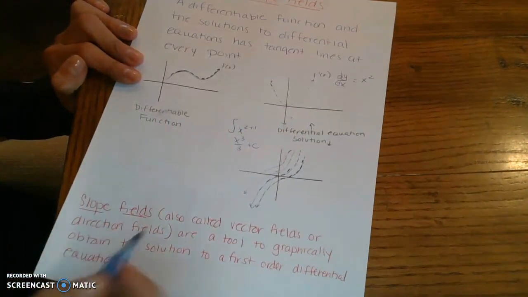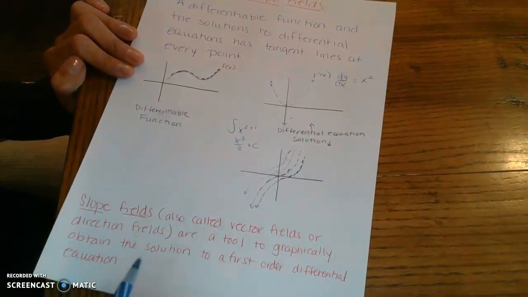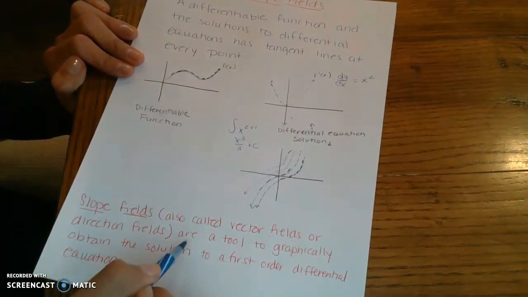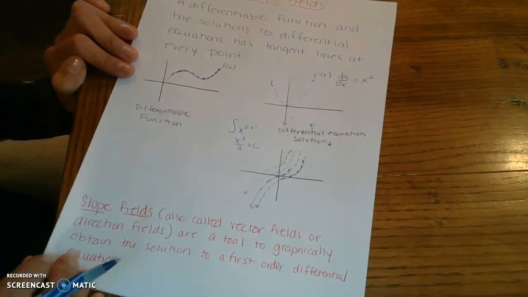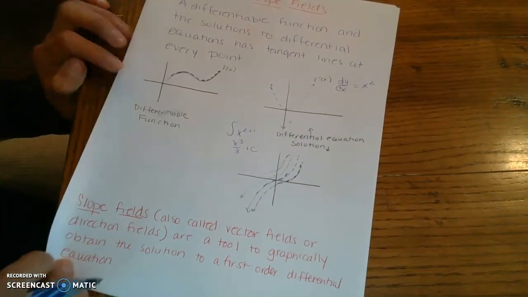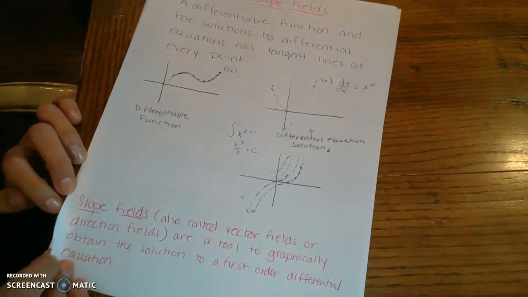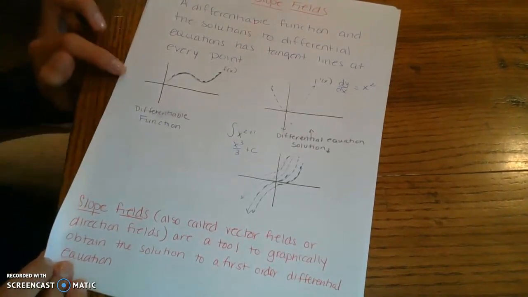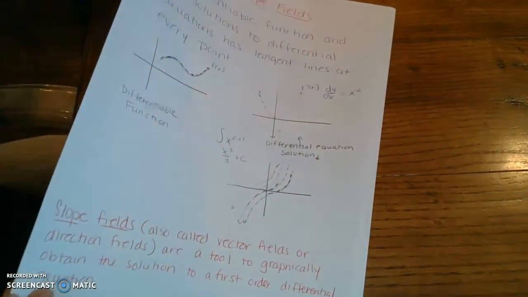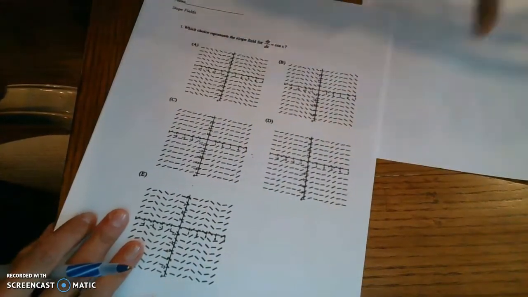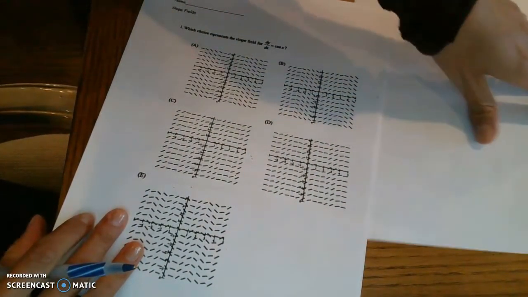All right, slope fields are also called vector fields or direction fields. They are a tool to graphically obtain the solution to a first order differential equation, meaning I'm not going to go from a second derivative and try to integrate 2 times using a slope field. All right, so let's just go through exactly what they're asking.